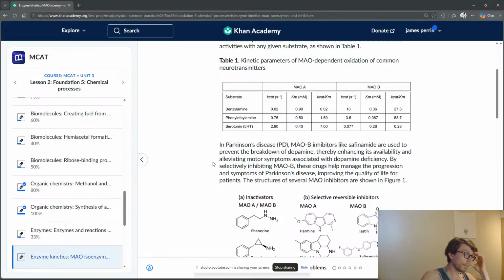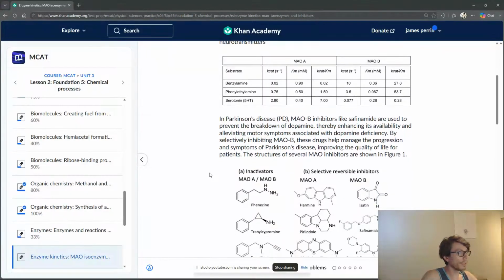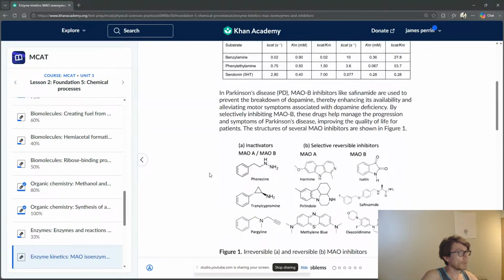Parkinson's disease MAO-B inhibitors like sulfonamide are used to prevent the breakdown of dopamine, thereby enhancing its availability and alleviating motor symptoms associated with dopamine deficiency. Gosh, this is a dense one. By selectively inhibiting MAO-B, these drugs help manage the progression of symptoms of Parkinson's disease, improving the quality of life for patients. The structures of several MAO inhibitors are shown.